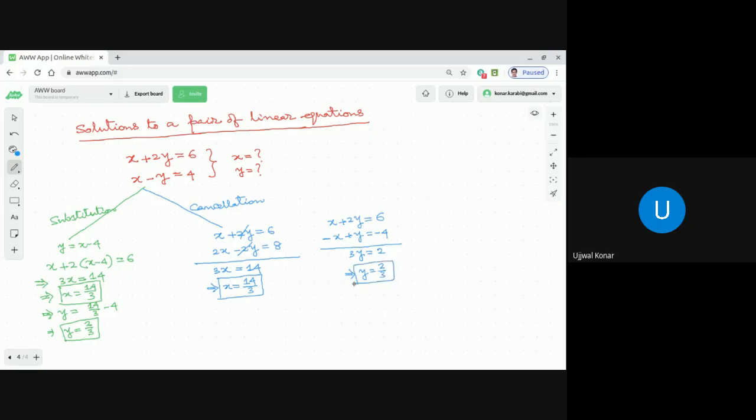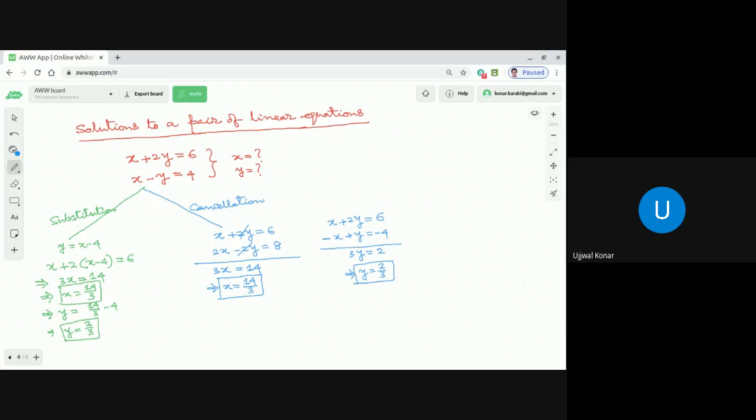So this is the solution by means of cancellation. And you get the same values, dear students, that in both cases we get the values as x is equal to 14 by 3 and y is equal to 2 by 3. Correct? Clear or not clear?